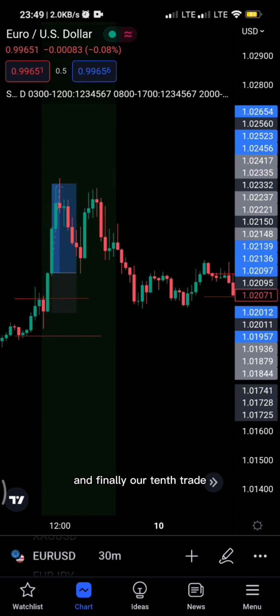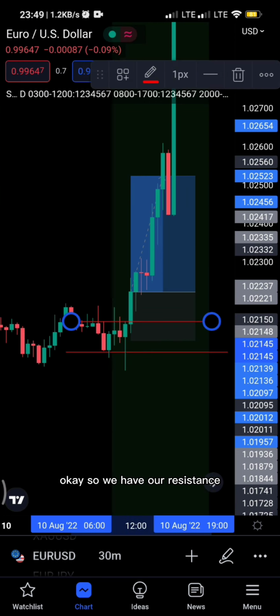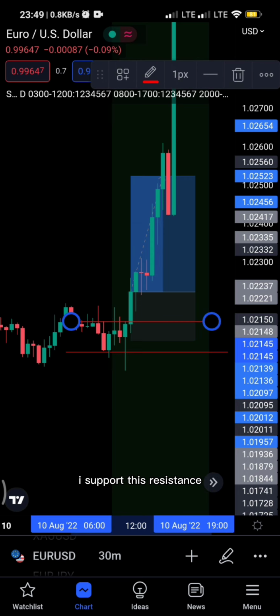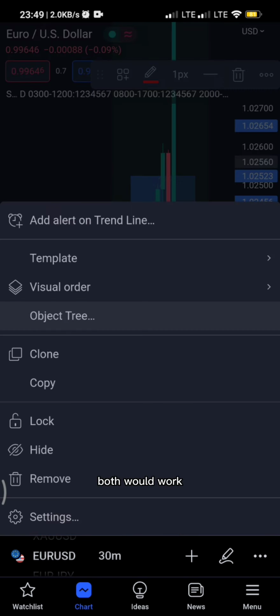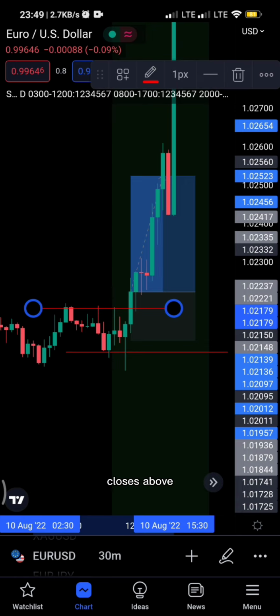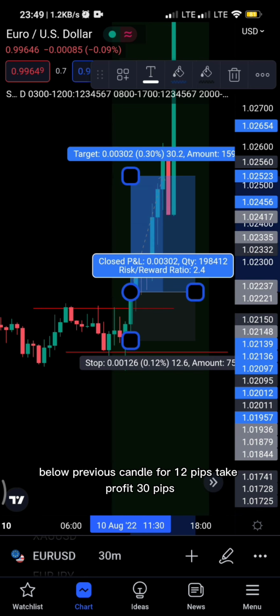And finally, our 10th trade. This is August. Okay, so we have our resistance and our support. This resistance, you could either place it here or here. Both would work. Closes above, this is the breakout candle, buy. Stop loss below the previous candle for 12 pips, take profit 30 pips.